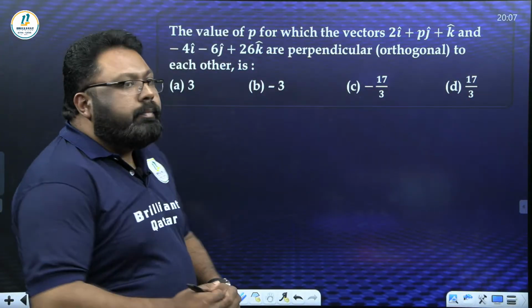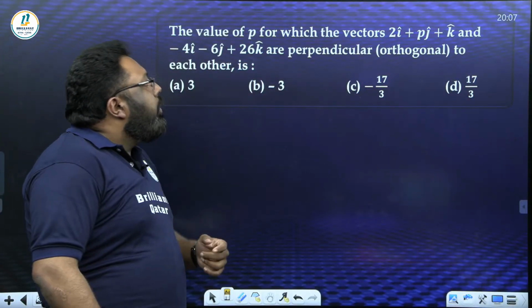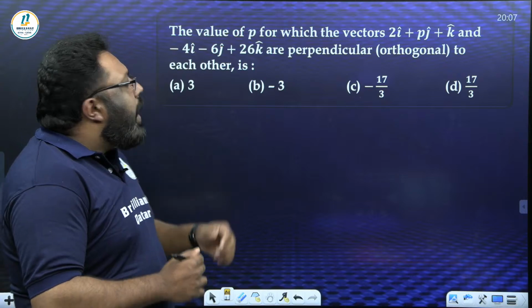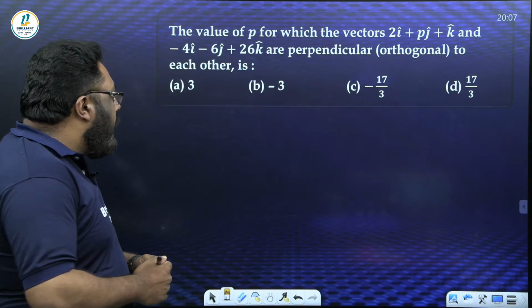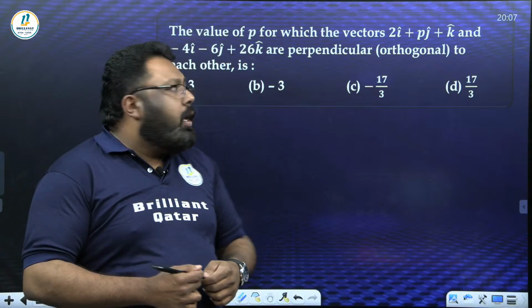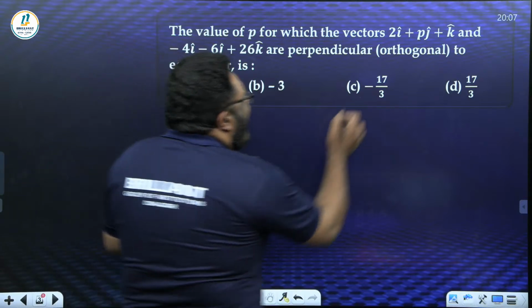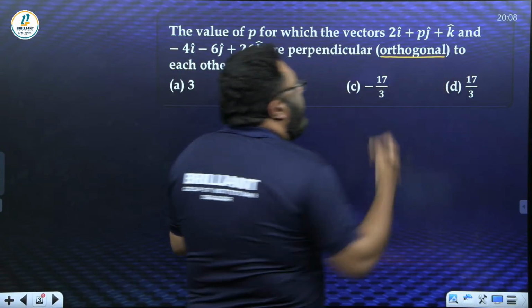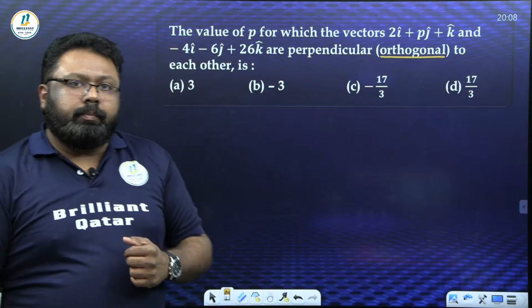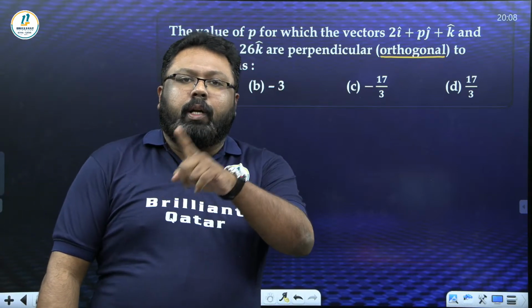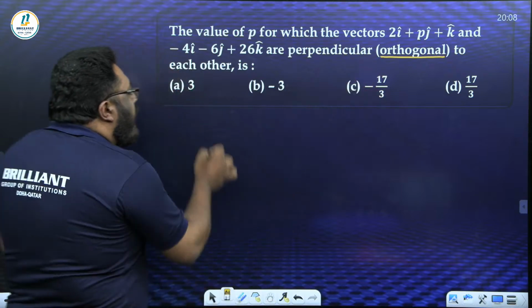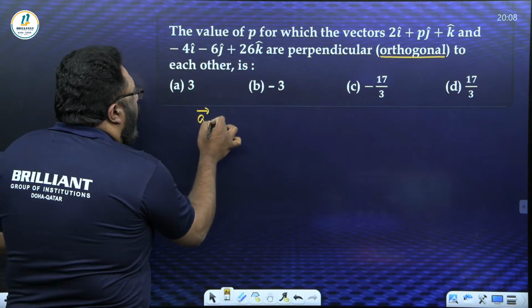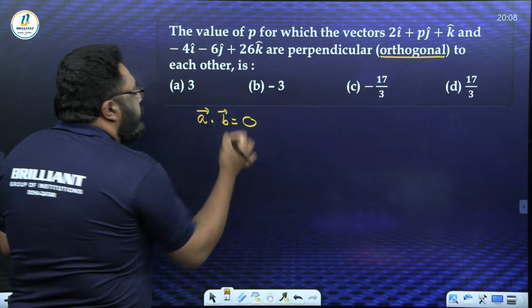Question number 1. Find the value of p for which the vectors 2i plus pj plus k and minus 4i minus 6j plus 26k are perpendicular. I have added another word along in the question: orthogonal. Perpendicular and orthogonal mean the same. So what is the condition for two vectors to become perpendicular or orthogonal? The dot product is equal to 0.